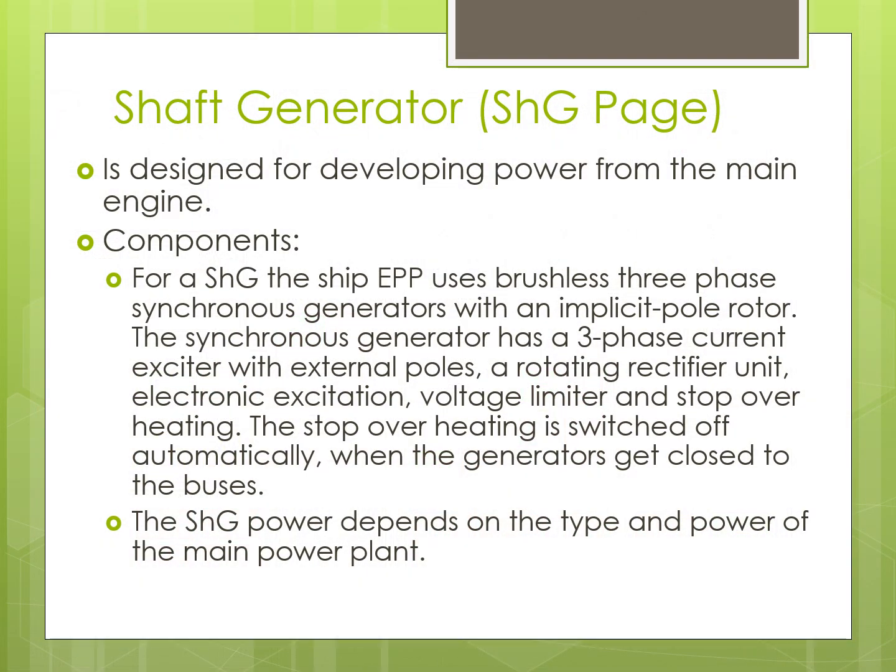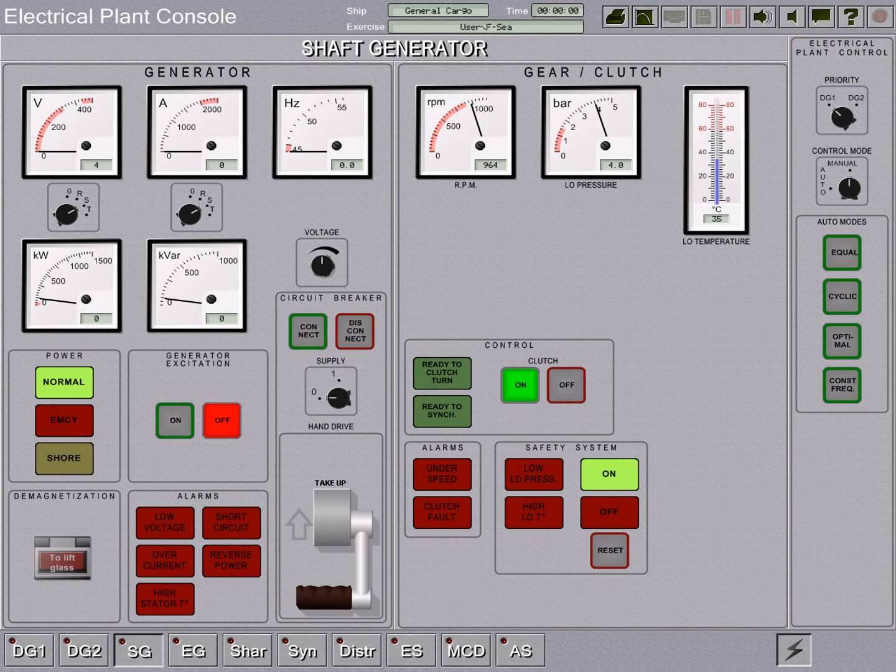Shaft Generator is designed for developing power from the main engine. For a SHG, the ship EPP uses brushless three-phase synchronous generators with an implicit pole rotor. The synchronous generator has a three-phase current exciter with external poles, a rotating rectifier unit, electronic excitation, voltage limiter and stop overheating. The stop overheating is switched off automatically when the generators get close to the buses. The SHG power depends on the type and power of the main power plant. Shaft Generator, SHG page.